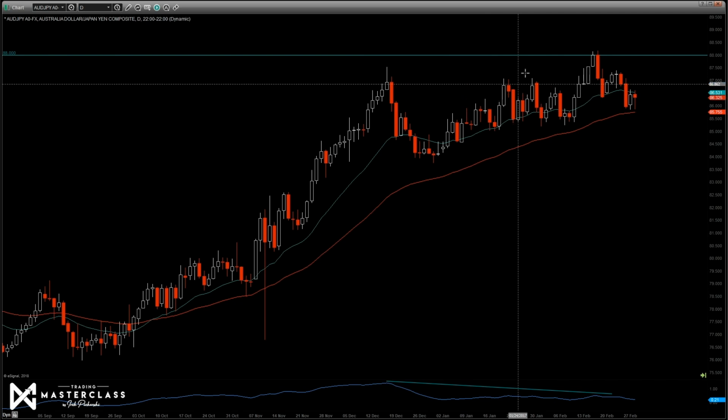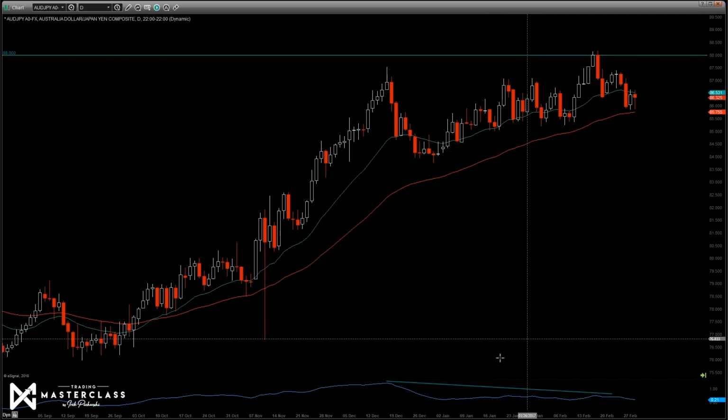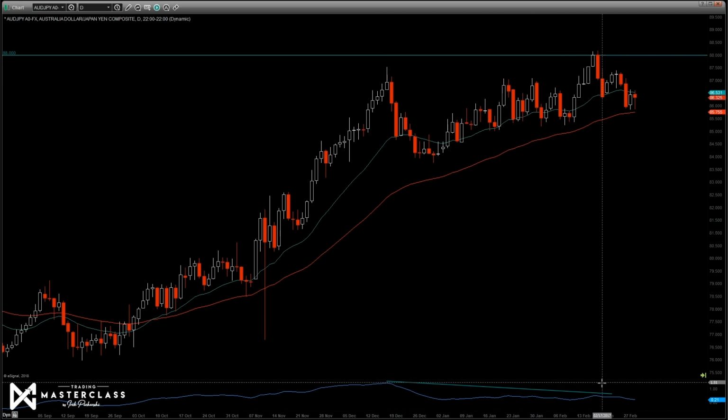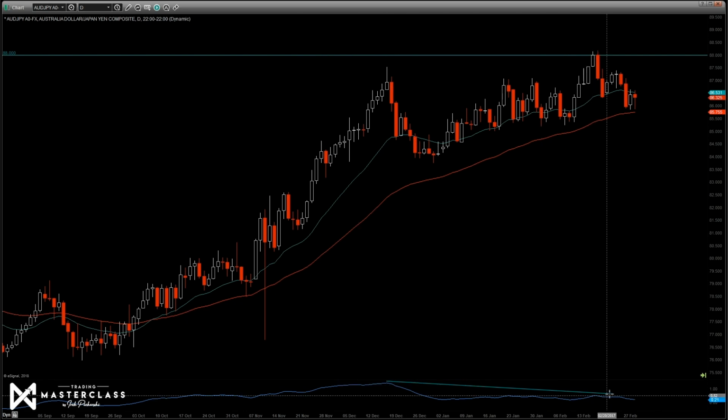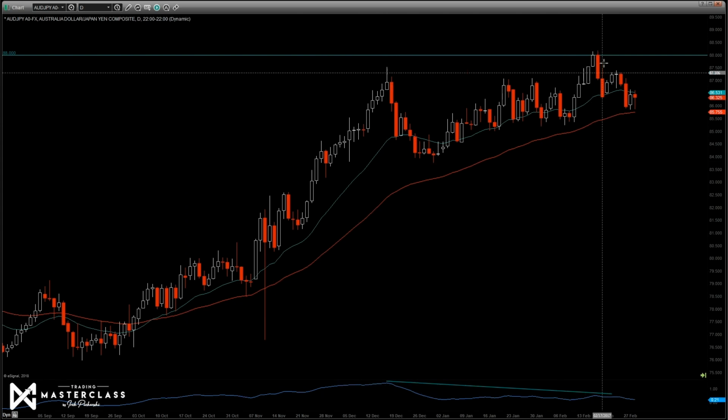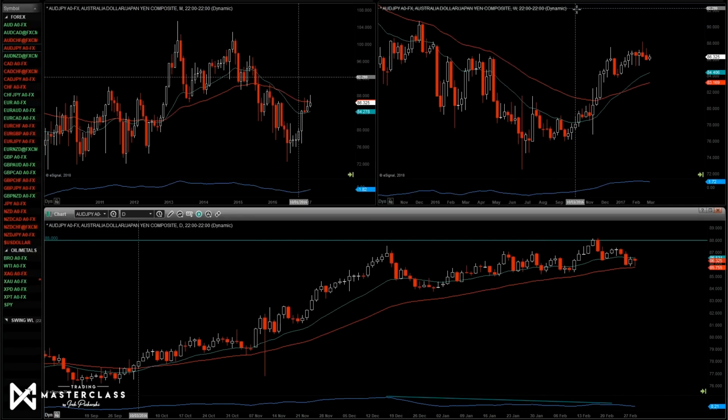Now, there is a horizontal resistance level there in this general region. You also have MACD divergence as well. We're making higher highs, and MACD just made a lower high. Okay, so we do have divergence and we do have this bearish engulfing. And again, the trade was taken right here. So what about the higher time frames? Do we have anything there?